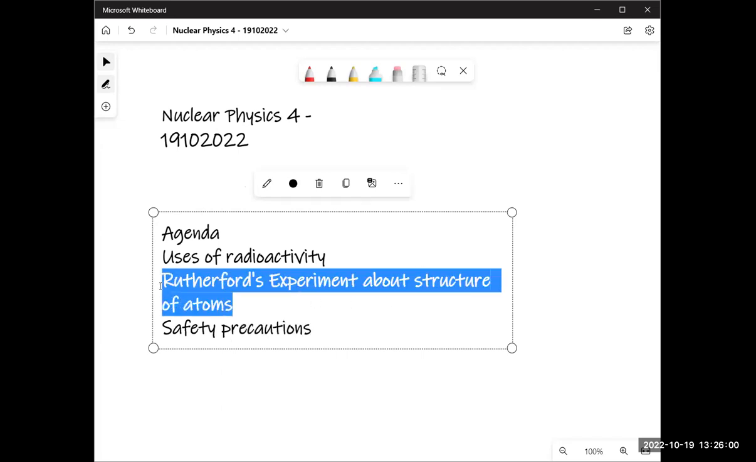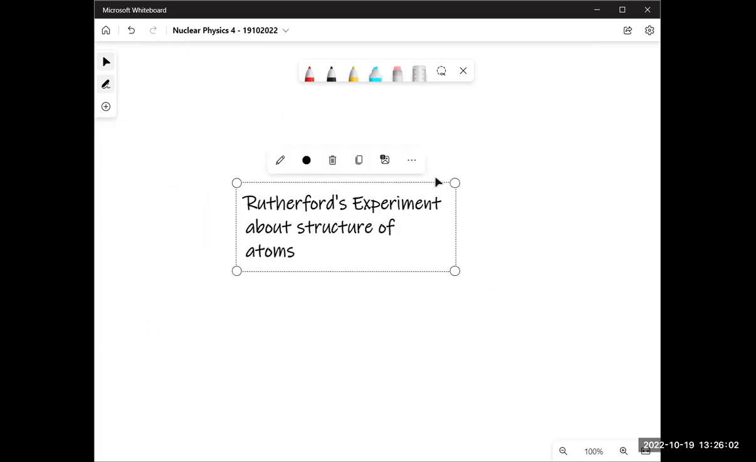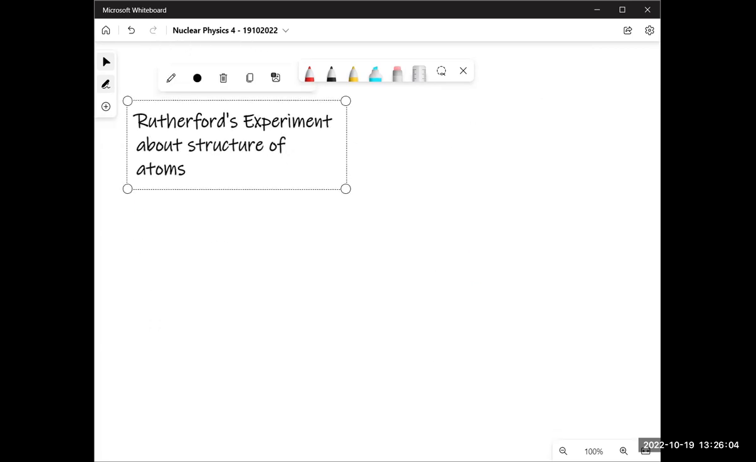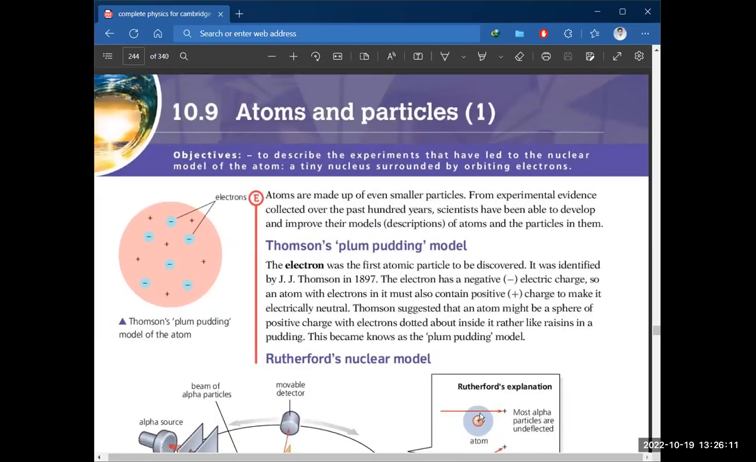Let's start with Rutherford's experiment. Now, it's not that long, it's very basic. And I want you to start reading from here. Ayan, start from here.